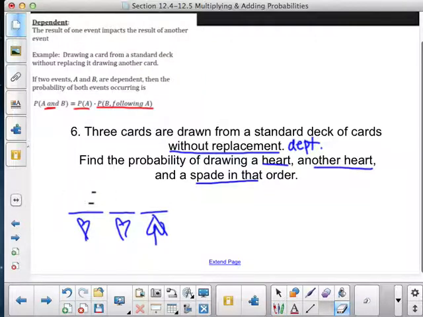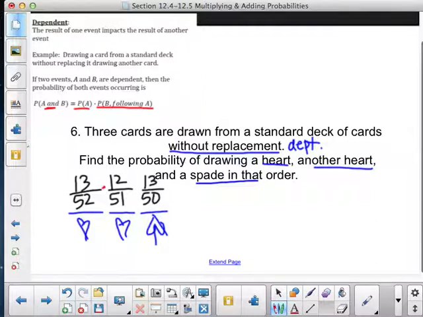Then I think, well, I have a heart in my hand, so how many hearts are there still in the deck? There's now only going to be 12 hearts, and there's only going to be 51 cards. So I have 2 hearts in my hand. How many spades are available? My hearts do not affect my spades, so I still have 13 spades, but I have 2 cards in my hand, so there's only 50 in the deck.